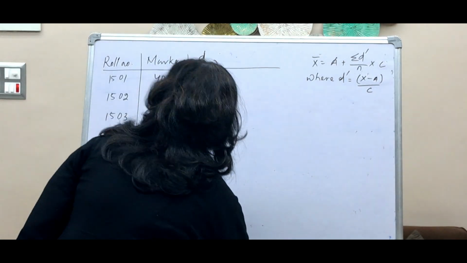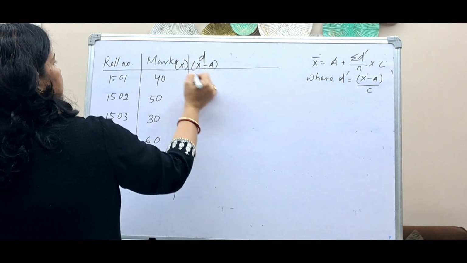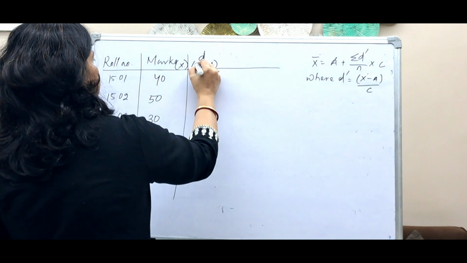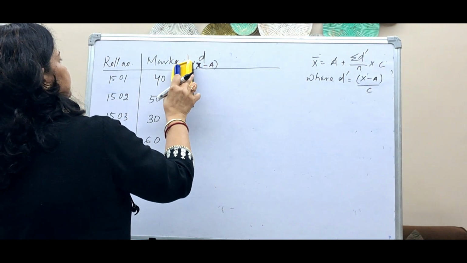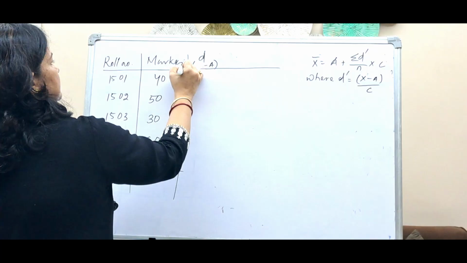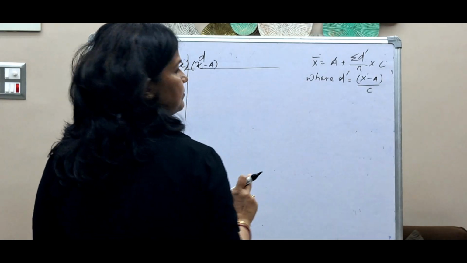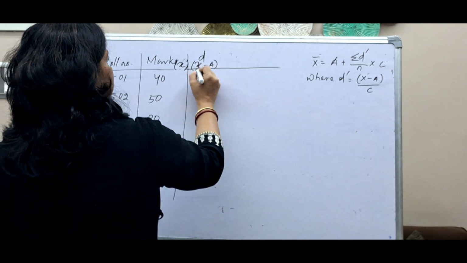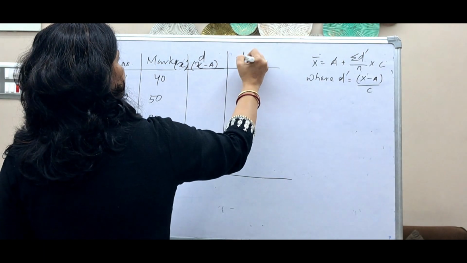We can write it small x because for mean we are using capital X. You can use here small x because we have used capital X to find the mean. So first we need to find x minus a, that is d. Then we need to find d dash.